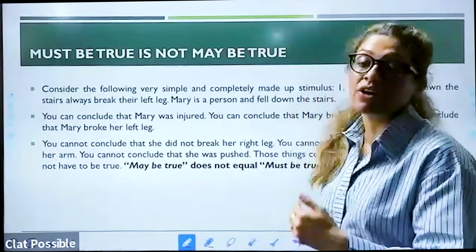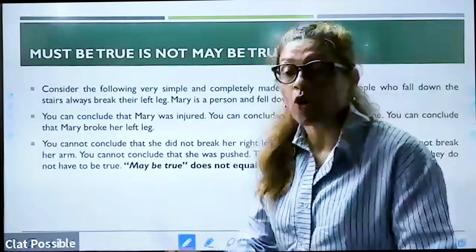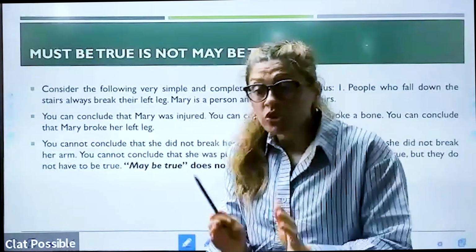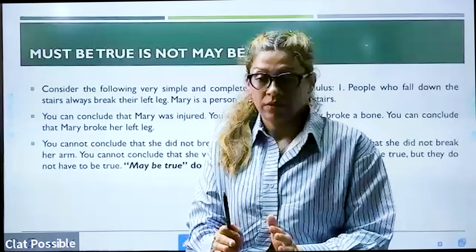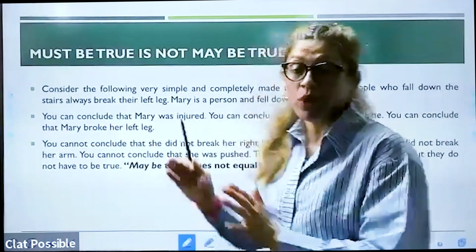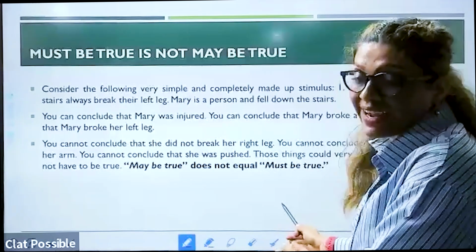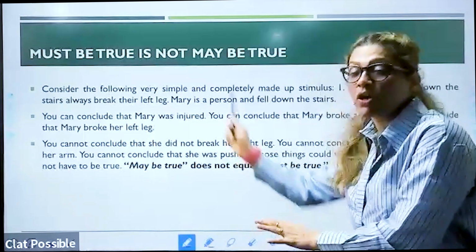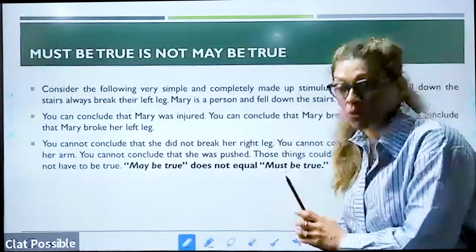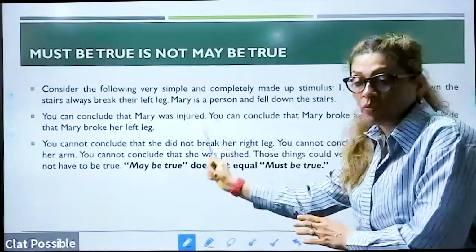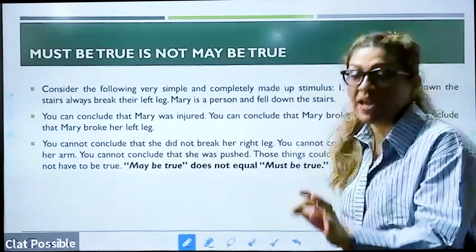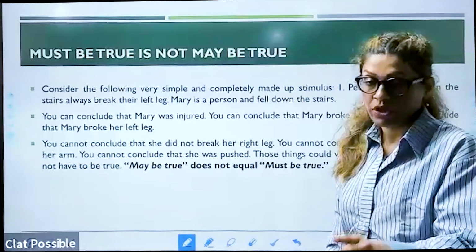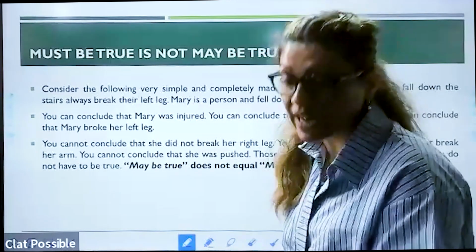That is why, Shaurya, we are not assuming anything. All that we are saying is what is written and what can be deduced as a subset of what is written. So I'm not saying she did not break her right leg. I'm not saying she broke her right leg. The only thing I can draw is her left leg is broken because of the rules given in statement 1 and statement 2. By combining 1 and 2, we are sure that if Mary is a person and if she has fallen down the stairs, her left leg is broken. So it always has to be 100% true. That's correct.